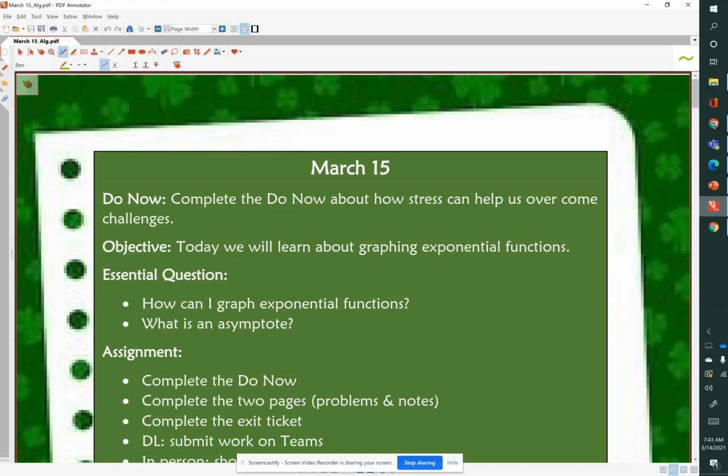Good morning, students. Let's get started. Today we will have our lesson on exponential functions, and we will learn how to graph those functions.